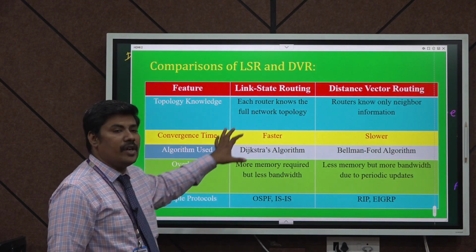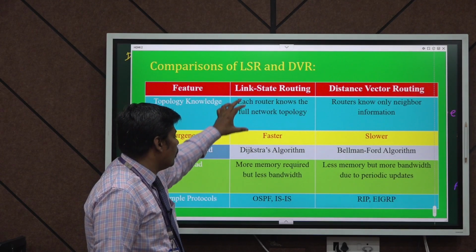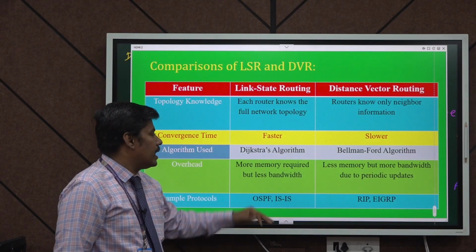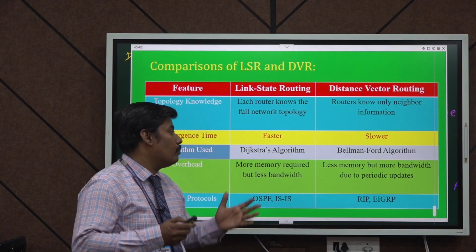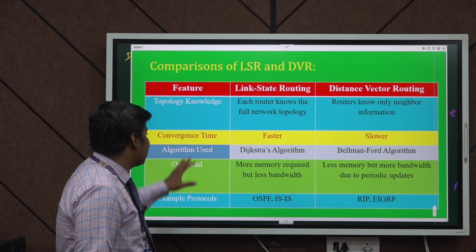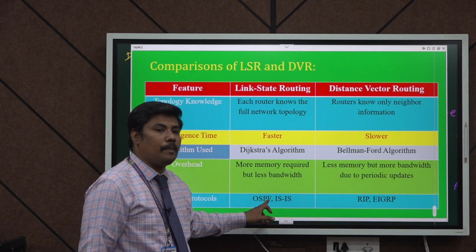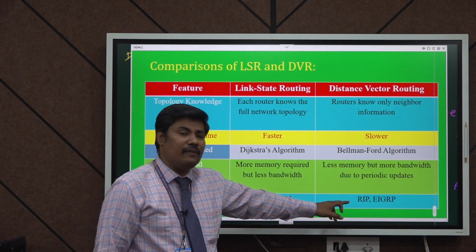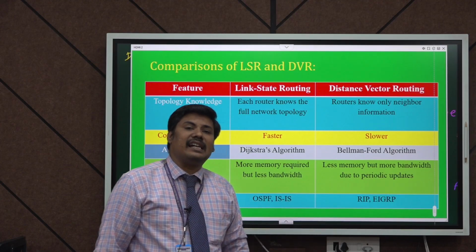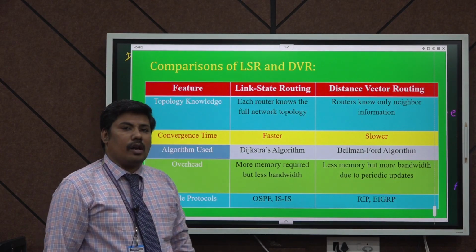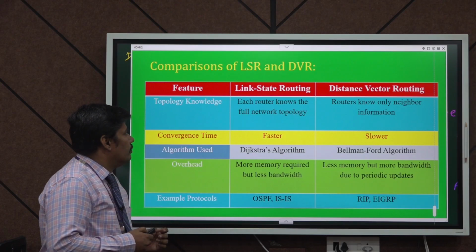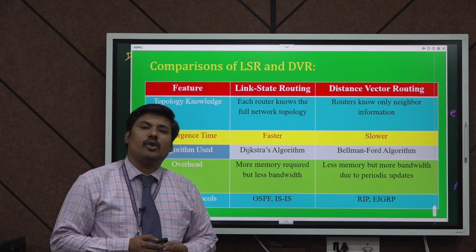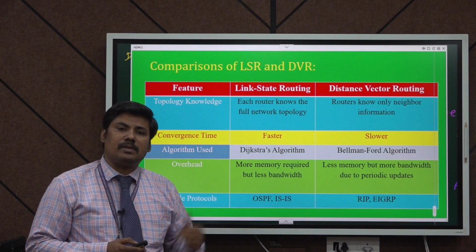Then overhead: here we are using more memory but less bandwidth in that method. But here less memory but we need more bandwidth. Then in example protocols, open shortest path first, then intermediate system to intermediate system, here routing information protocol and enhanced interior gateway routing protocol. By using the Bellman-Ford algorithm, we are going to solve some example problems in that session.